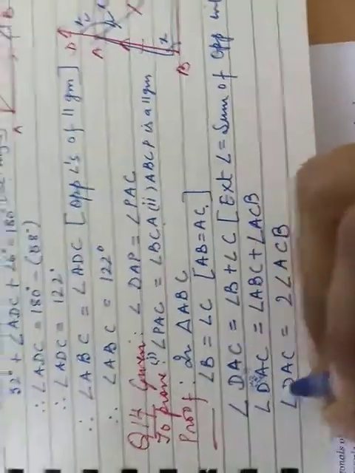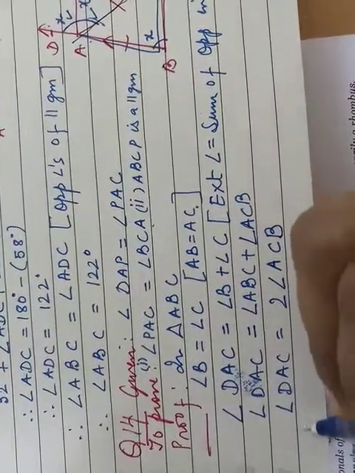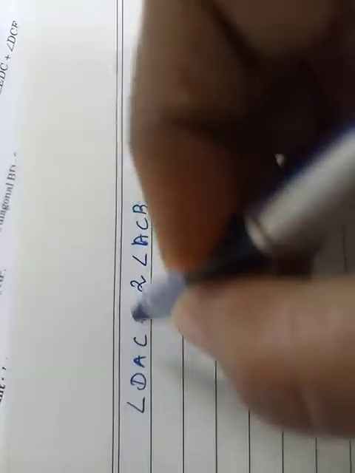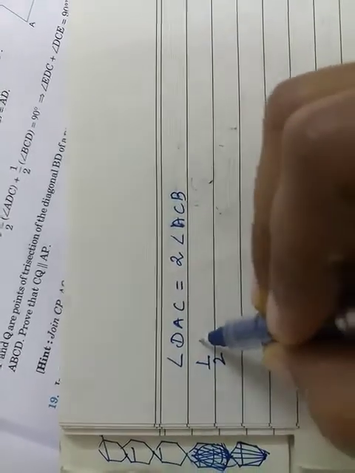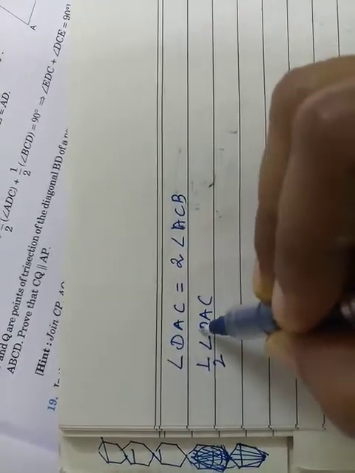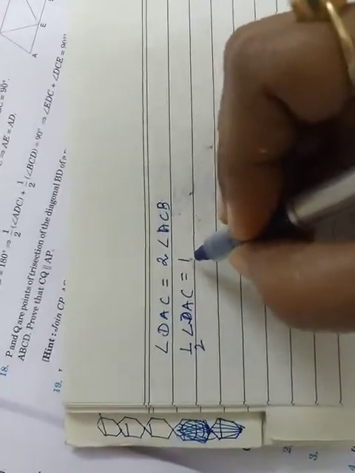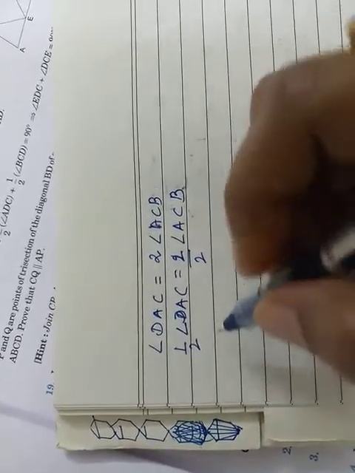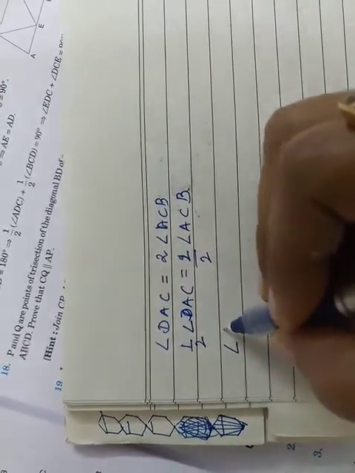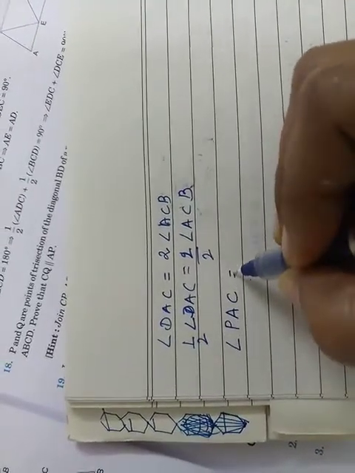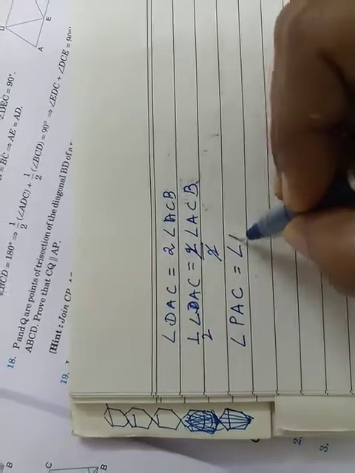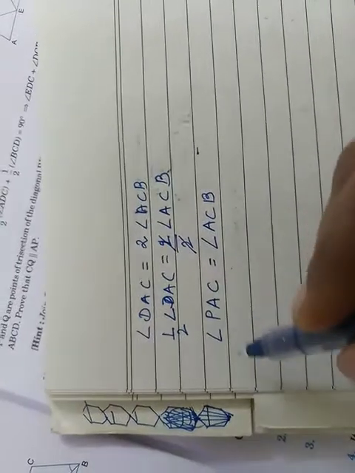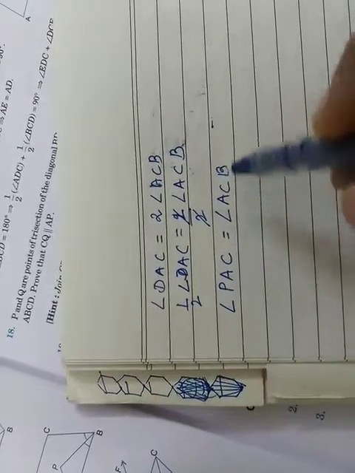Now I multiply with half on both the sides. So I write the solution on the next page. Now I multiply half on both the sides. This is D. Half of angle DAC is equal to angle PAC. And these two get cancelled. So what we are left with? ACB. This is proved. First part we were supposed to prove that PAC is equal to BCA.